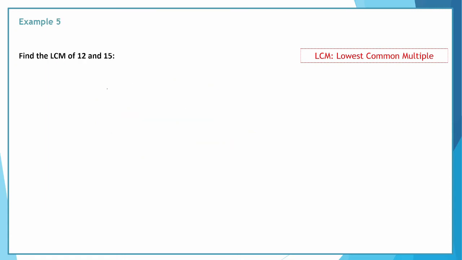So in our previous example, we looked at finding the LCM of 3 and 5, some fairly small and fairly simple numbers to work with. But now we're going to look at a bit more of a complicated example, so LCM of 12 and 15. So we're going to look at our trees again, and we're going to find the product of prime factors for both 12 and 15, like we did in our previous example.